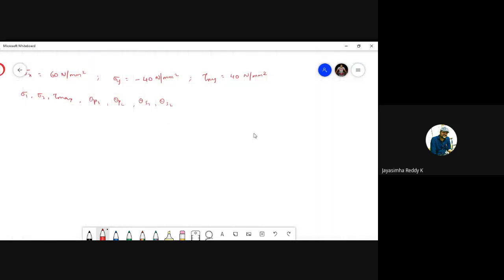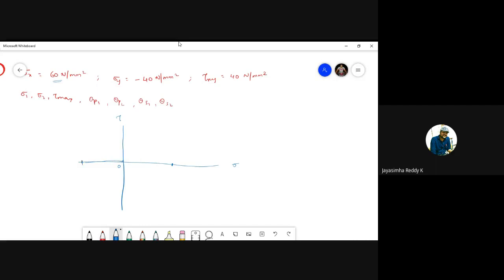How do we do this? It is the same procedure, students; the steps are the same. This is the y coordinate and this is the x coordinate. On x we have to mark sigma and on y we have to mark tau. Here sigma x is given as 60, so from point O mark sigma x in this direction. It is positive, so I am marking it here. If -40 is given, mark it on this side.